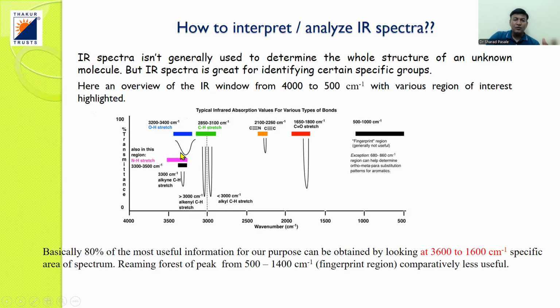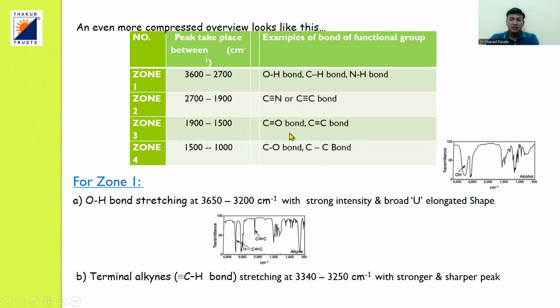Then what about NH and OH? NH stretching will come around 3300 and OH will be more than 3300, nearby 3400. So these are the basic, we can say not rules, but basic information about how to identify the functional groups. Okay, these are the zones. Yes, the good word is zone.